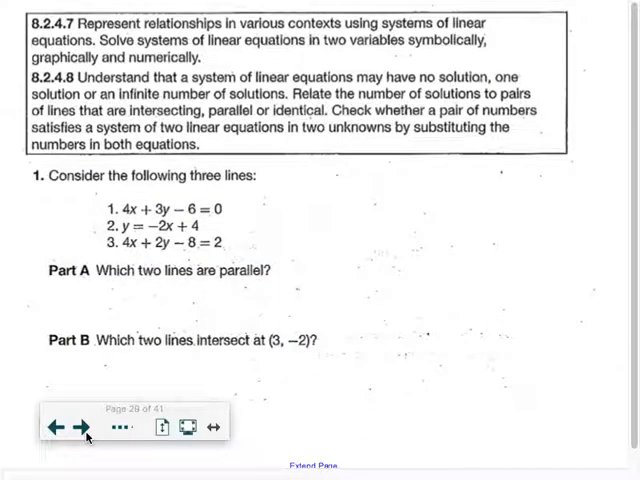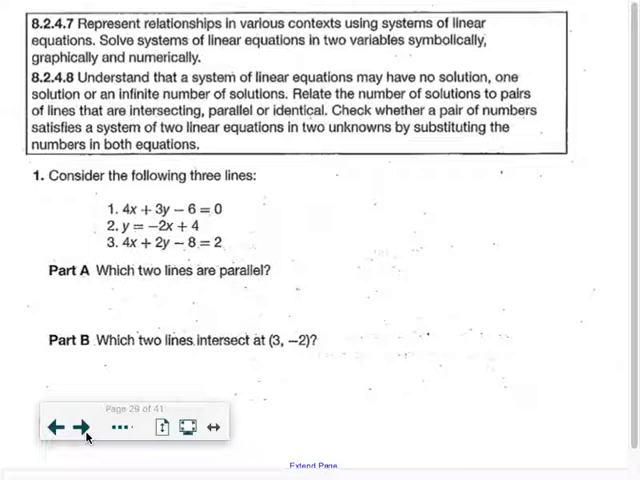Our next benchmarks, they're two combined, 8.2.4.7, represent relationships in various contexts using systems of linear equations. Solve systems of linear equations in two ways, symbolically, graphically, and numerically. Oh, in two variables. So two variables, symbolically, graphically, and numerically.